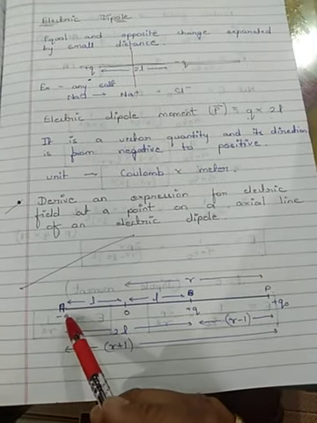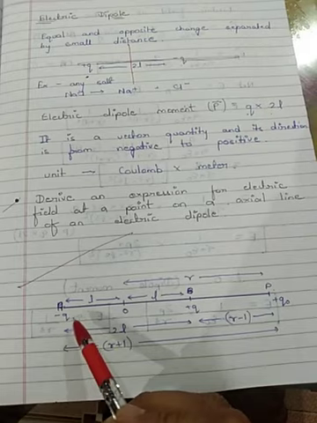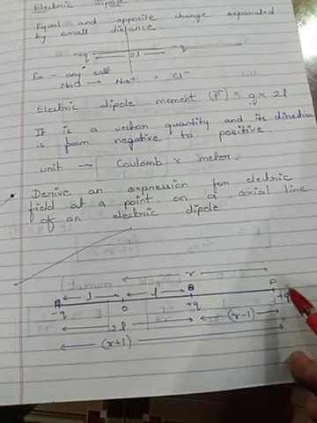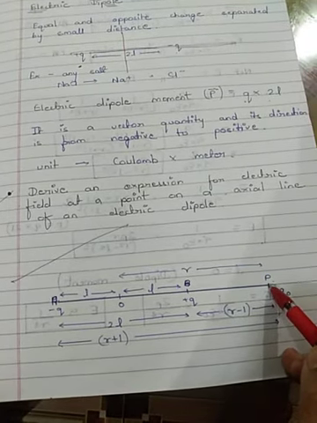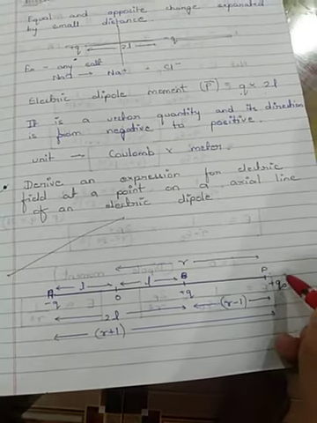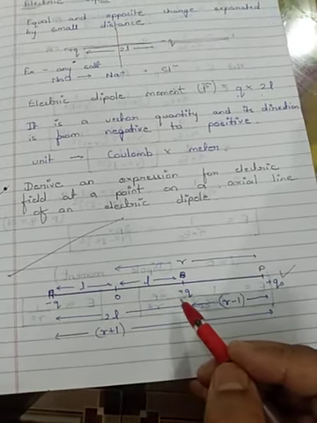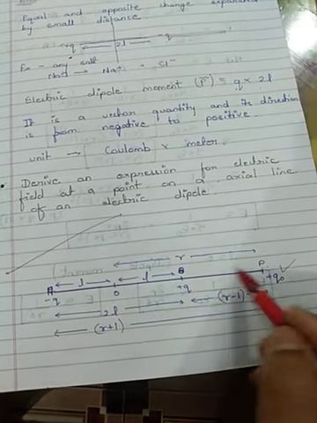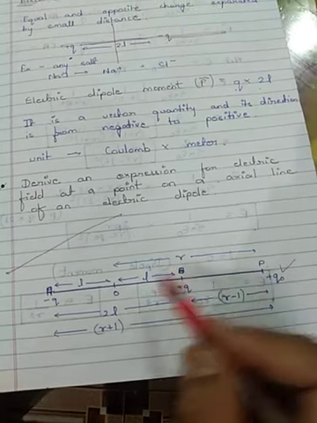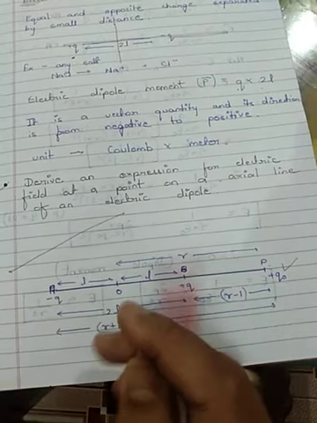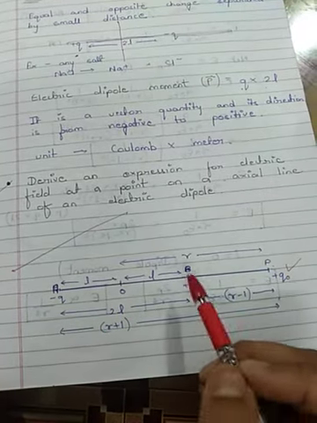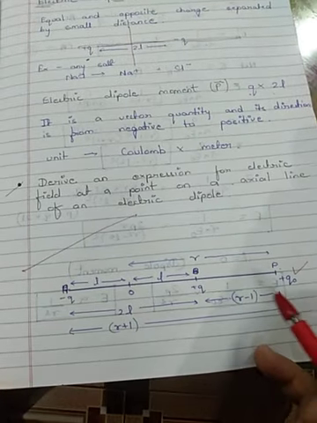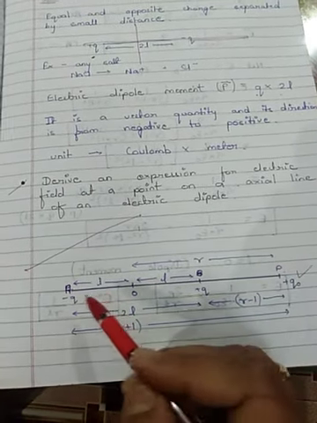So suppose this is an electric dipole, this is the minus q charge, this is the plus q charge, separated by distance 2L. This is the center, this will be L, this will be L. Suppose this is a point P on the axial line where we have to find the electric field. We put a unit positive charge here. Now this total is 2L. Suppose the point P is at a distance R from the center of the dipole. So AP will be R plus L, and BP will be, this total is R, this is L, so this will be R minus L.